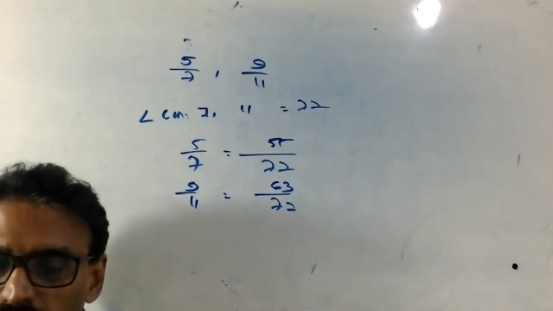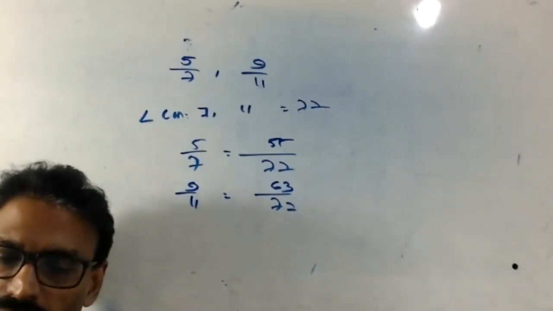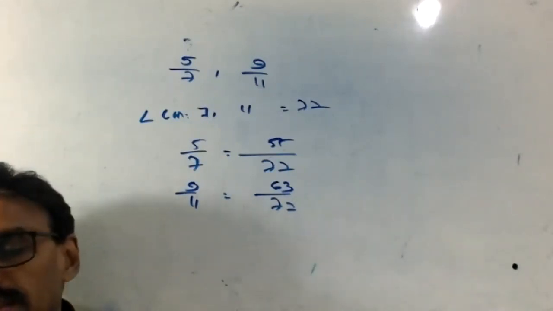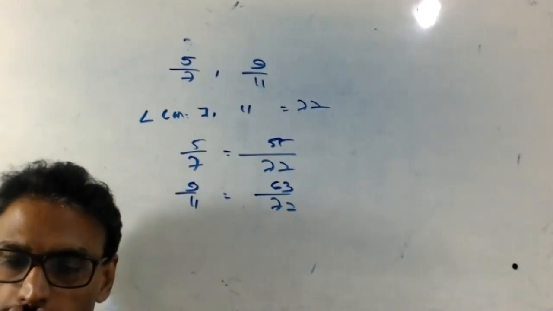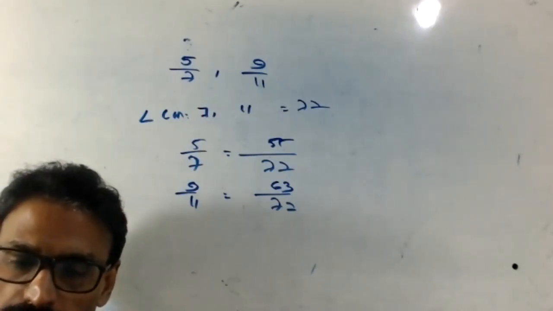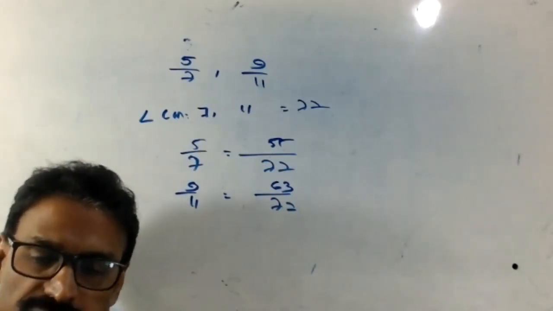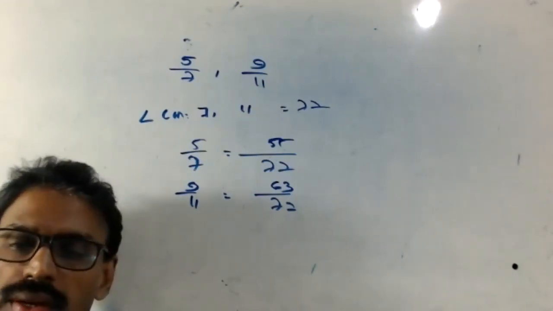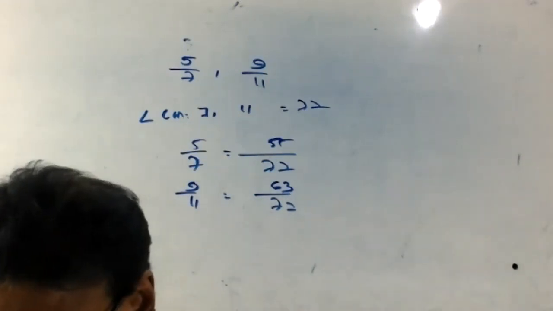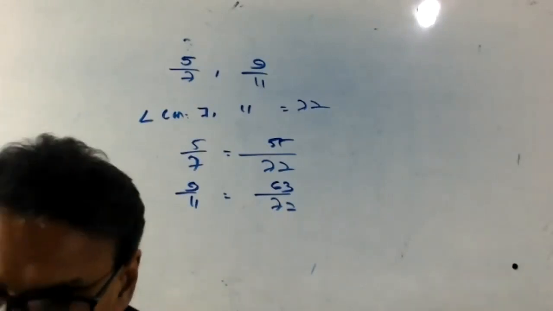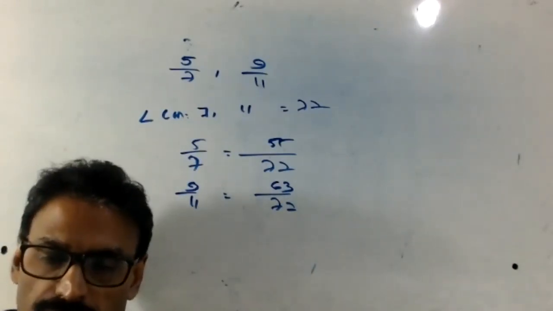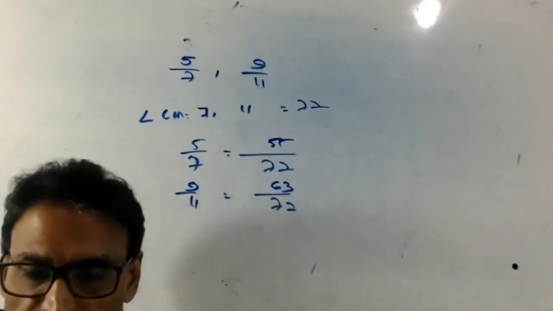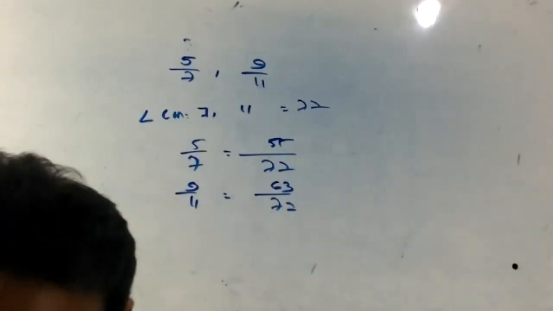For tomorrow's test, I told you, only the number line plus ascending or descending order. That's only. Tomorrow's test is at 9 o'clock. Ascending or descending order. Write your name in capital letters, and your school. Otherwise, I won't check your paper. Okay.